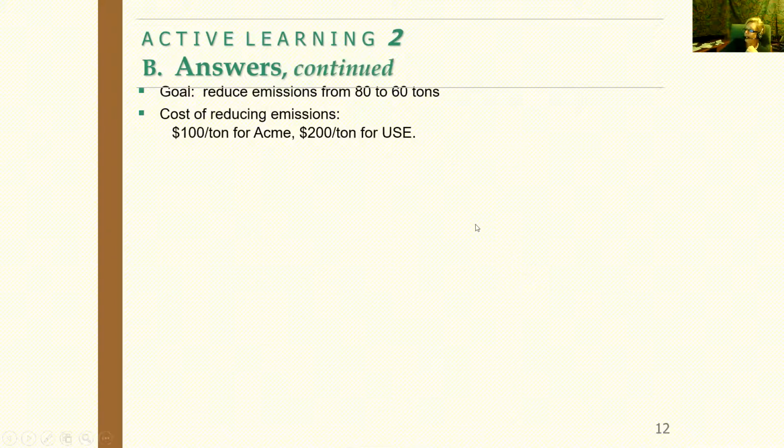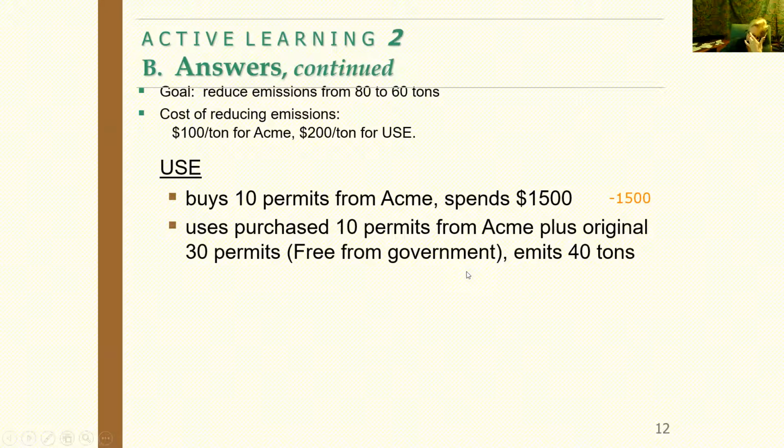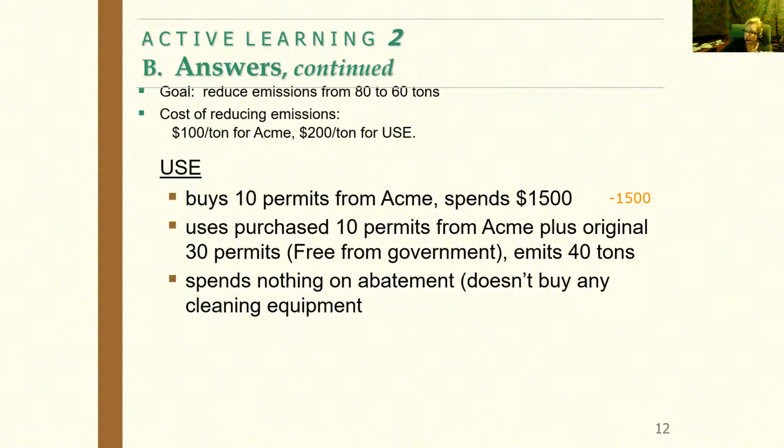Now, let's take a look at US Electric. US Electric is going to buy the 10 permits from Acme. So again, looking at this in terms of costs, that's going to be a negative $1,500 for them because they are buying those permits. They're then going to use the 10 permits that they purchased from Acme plus the original that they got free from the government. They're going to emit 40 tons of pollution and not spend any money on abatement. So the net cost to US Electric is going to be $1,500.